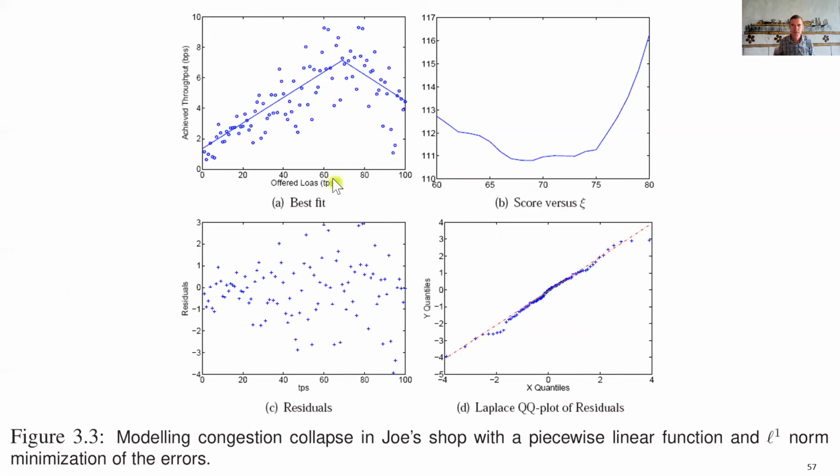So if I apply this, for example, to the congestion collapse model I wanted to bring up before, if I take the assumption of Laplace noise here, then for every value of psi, I can solve this linear program and obtain the values of the parameters here. And then I can find the optimal value of psi by, like we did before, computing the profile log likelihood and finding the largest profile log likelihood, or minus the smallest score.